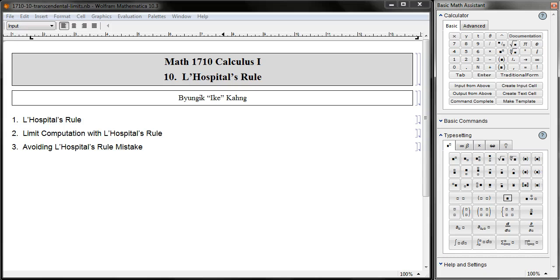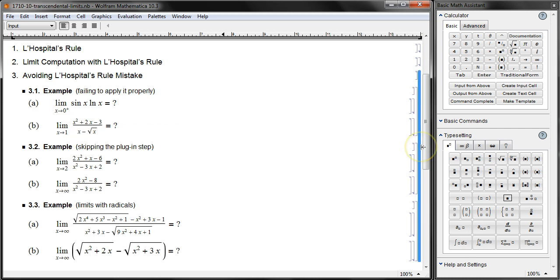The final topic in this lesson is about avoiding L'Hopital's rule mistakes. Here are some typical mistakes. Number 1: applying the derivatives right at the product.